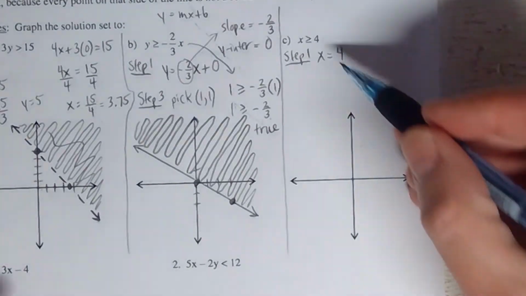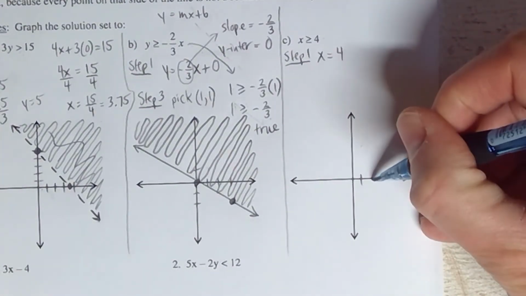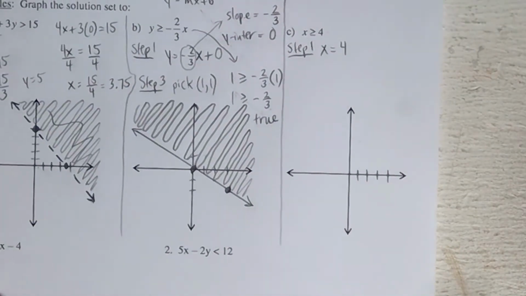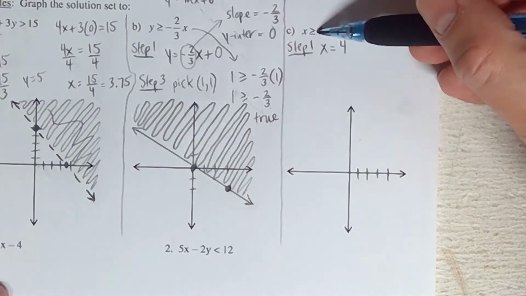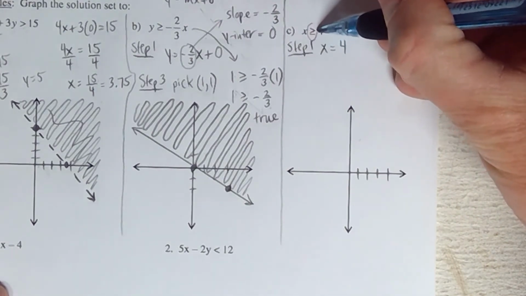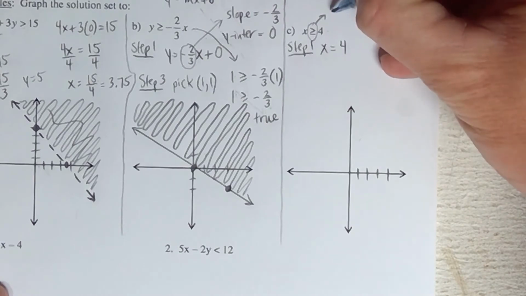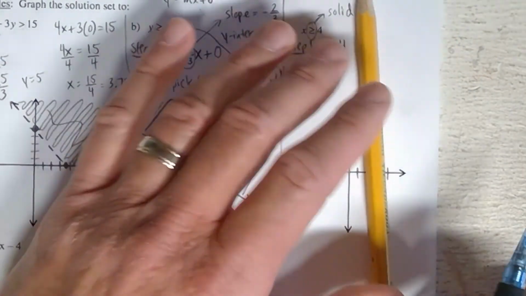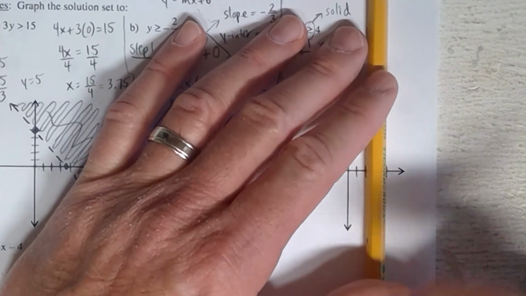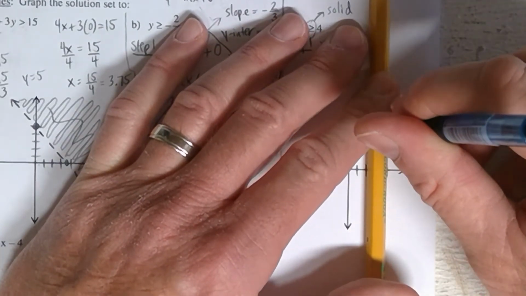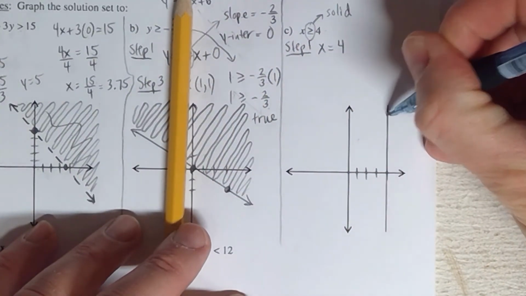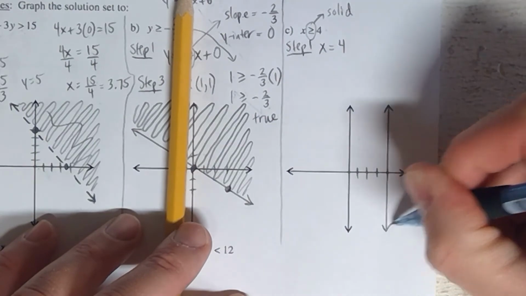Same thing here. The x is already by itself. It's equal to 4. That means you go over to x equal to 4 on the x-axis, and you draw a vertical line there. Is it going to be solid or dashed, though? This inequality right here with the alligator feet tells me that that is going to be a solid line because it's got feet. So let's draw a solid line that's vertical at x equal to 4. Okay, so there we go.